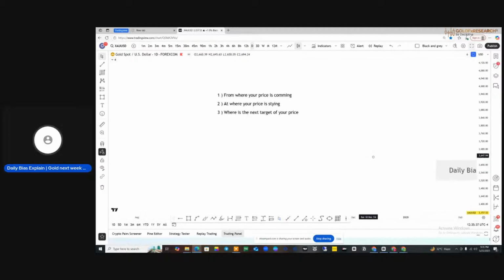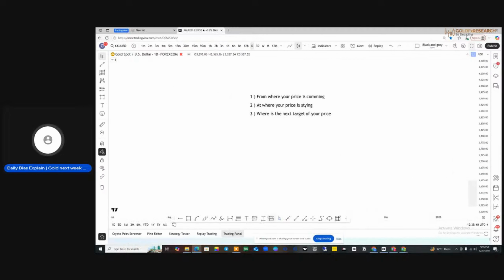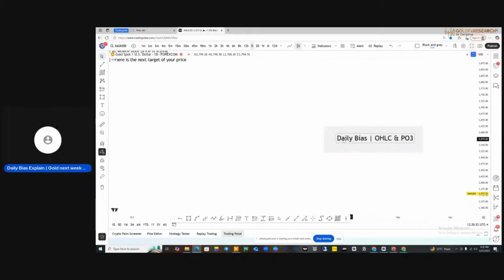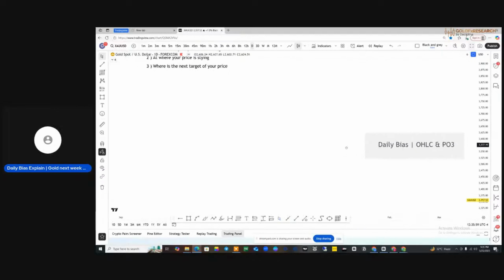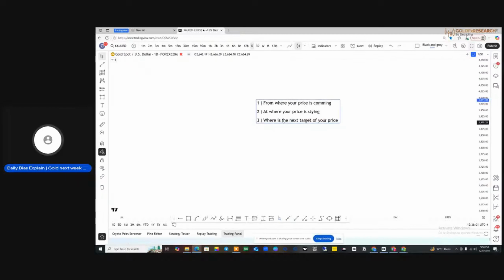Alright, after looking at all these things, your liquidity zones will become apparent. When all three of these things are clear, then you need to focus on your liquidity zone. Remember what I am teaching all these things for. From all these things, what will you learn? How to identify your daily bias. Alright, these three questions are now clear. After these three questions are clear, what will your next topic be?